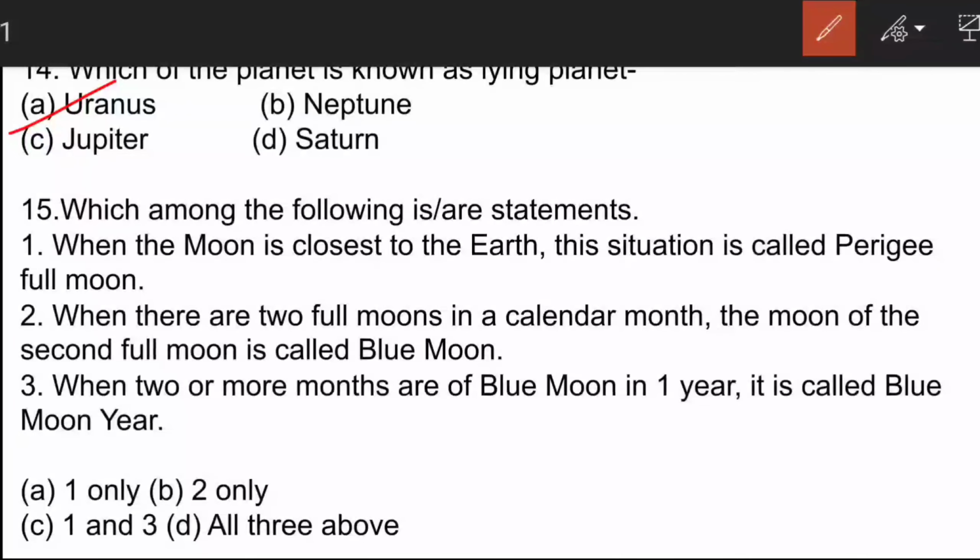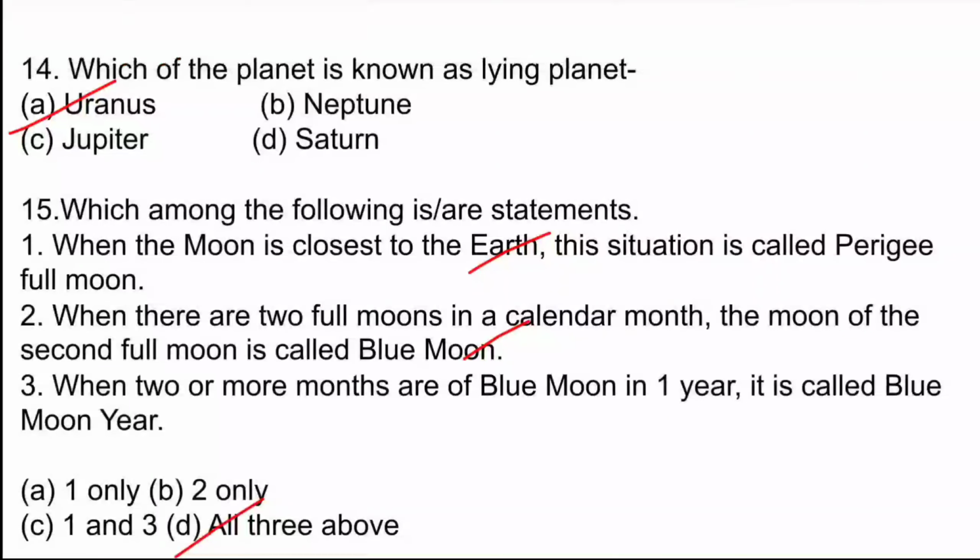The next question is, which among the following statements are correct? When the moon is closest to the earth, this situation is called perigee full moon. This is correct. When there are two full moons in a calendar month, the moon of the second full moon is called blue moon. This is also correct. You have to be very clear with blue moon, full moon, and blood moon, because this was in the news also recently. When 2 or more months have a blue moon in 1 year, this is called blue moon year. All the three statements are correct in this question.